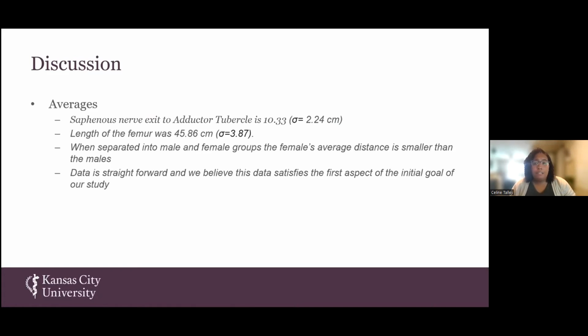Predictably, when these averages are separated into female and male groups, the female average is smaller than the males. And this was true for both the femur length and the distance from the adductor tubercle to the saphenous nerve exit. The averages we've determined satisfy our goal of providing descriptive data mapping of the saphenous nerve from the adductor tubercle. However, this was only half of our goal, and we still needed to address our predictive model.